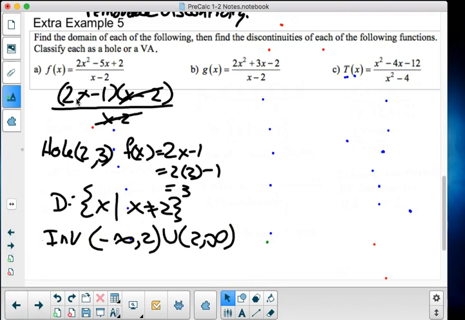They asked me to find the domain of each of the following, then find the discontinuities of each of the following functions, classify each as a hole or a VA. So I've got that done. Your turn, do B and C.